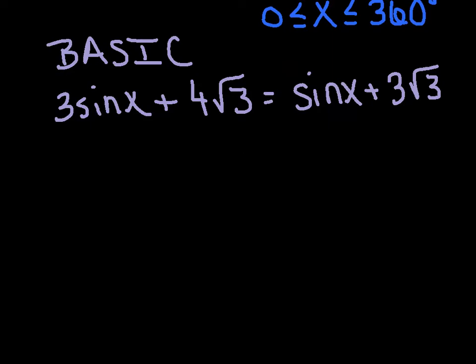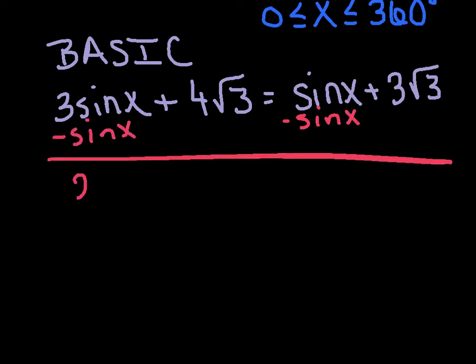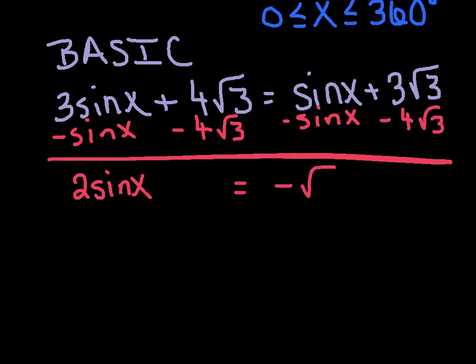First thing I want to do is get all my sines on one side. So I'm going to subtract the sine that's on the right side over to the left side, and that's going to give me 2 sine of x. Meanwhile, I'm going to grab this 4 radical 3 and subtract it over, and as I combine those like terms, that's actually going to give me negative 1 radical 3. And then I'll simply divide the 2 over.